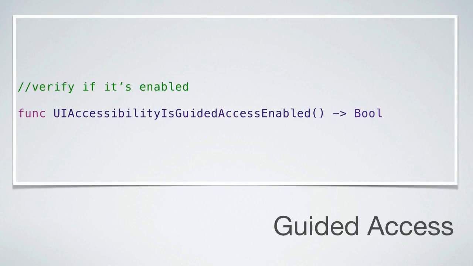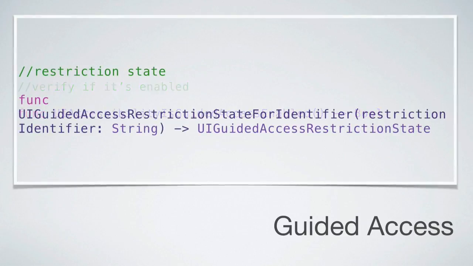You can verify if Guided Access is enabled with UIAccessibility, and in case it is, you can treat the behavior of your app by setting these identifiers. These identifiers are used to pause and resume assistive technologies. And the person supervising is the one that will start the session.